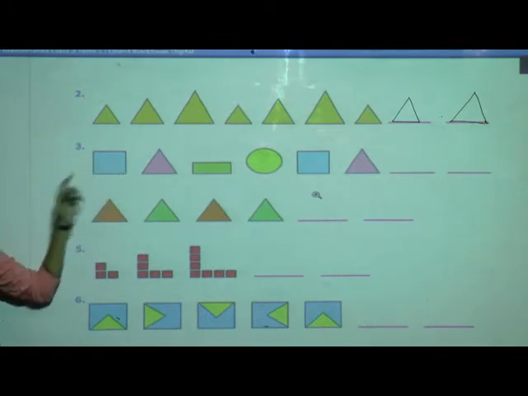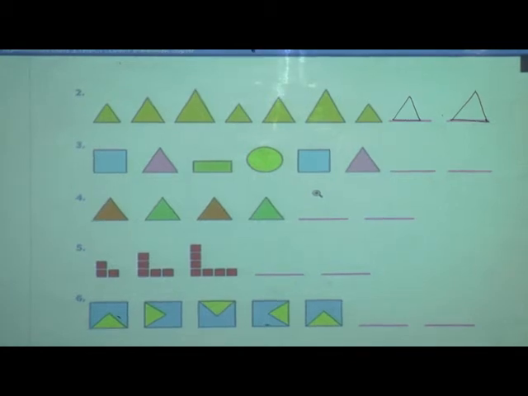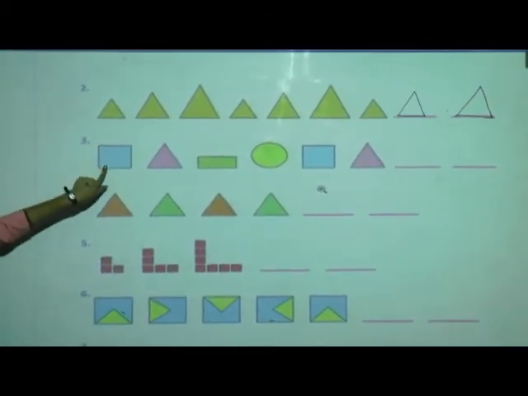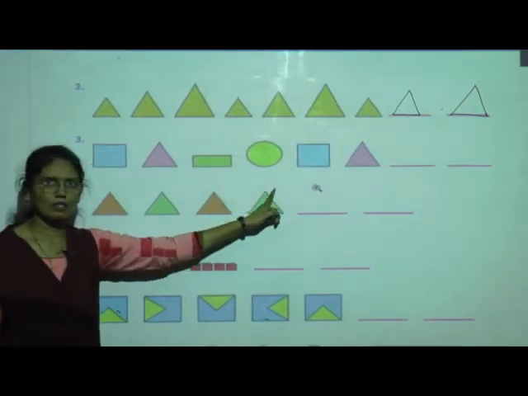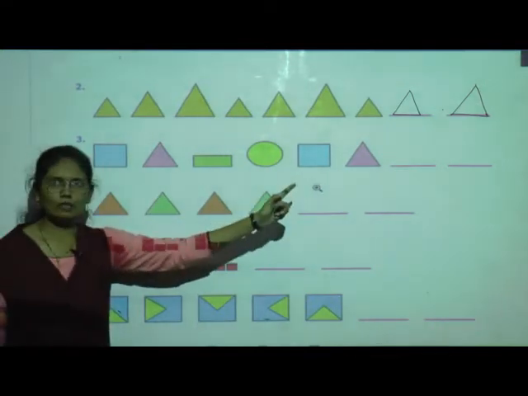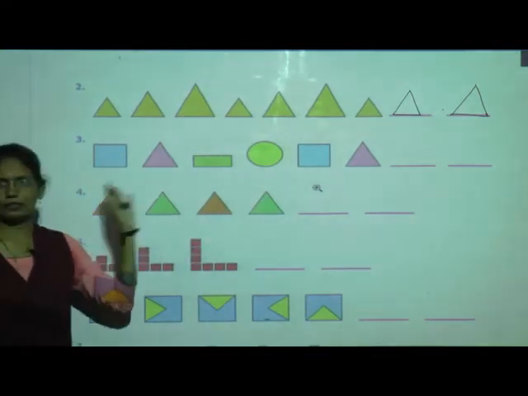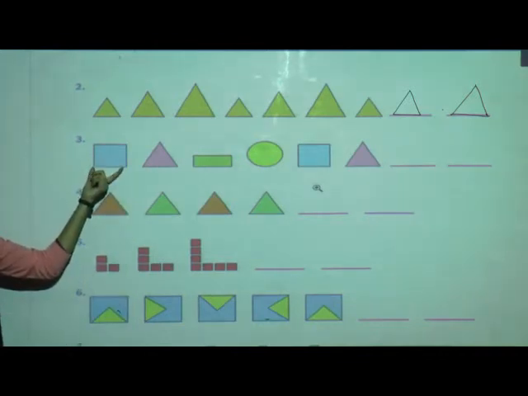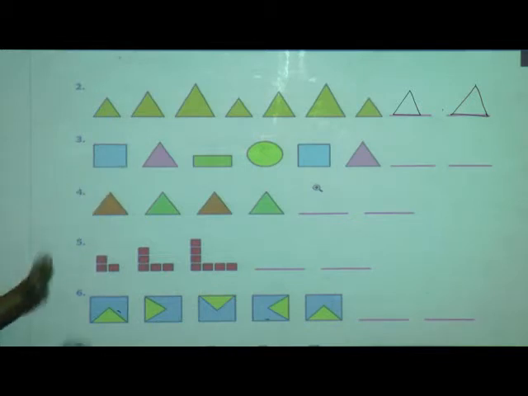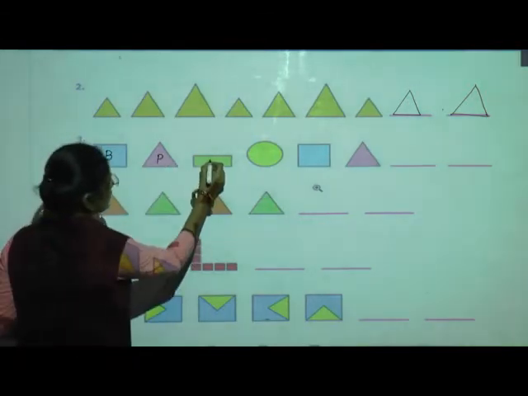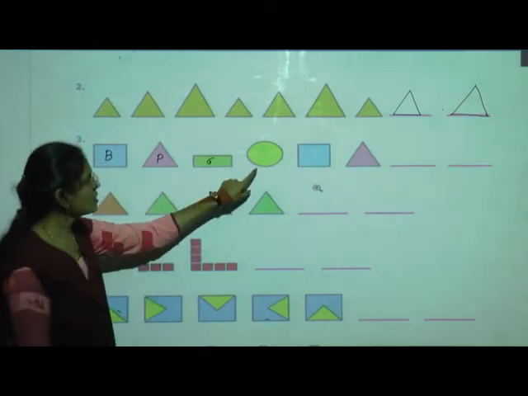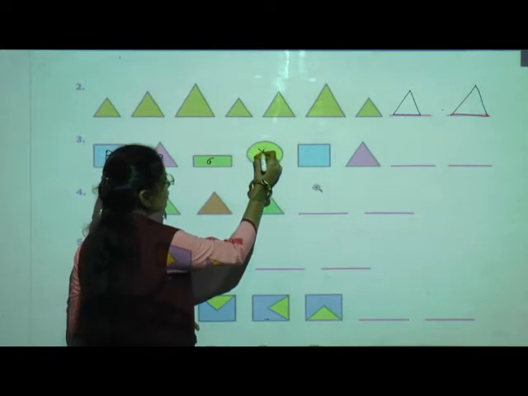Now see this third example. Here square, triangle, rectangle, circle. Four shapes are there, isn't it? And if we see the color of the shapes, all the colors are different, isn't it? See what is this shape? It is a square, and what is the color? Blue. So I will write here blue color square. This is pink color triangle. This is a rectangle, a little bit green, and this is circle with yellow color.